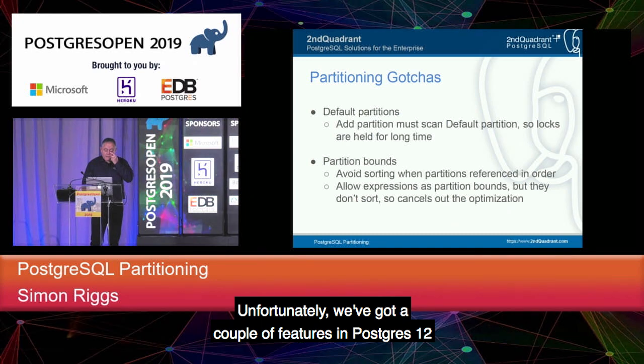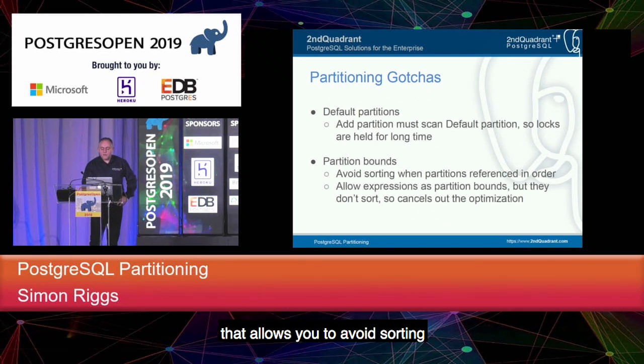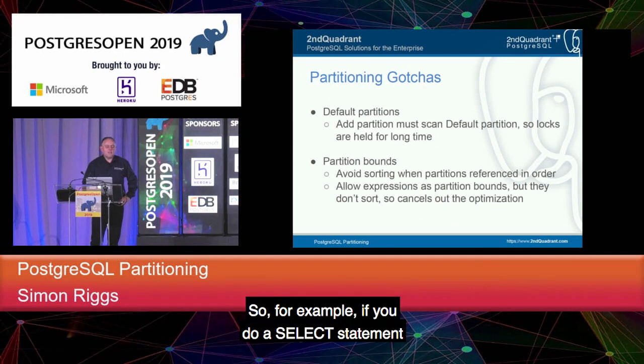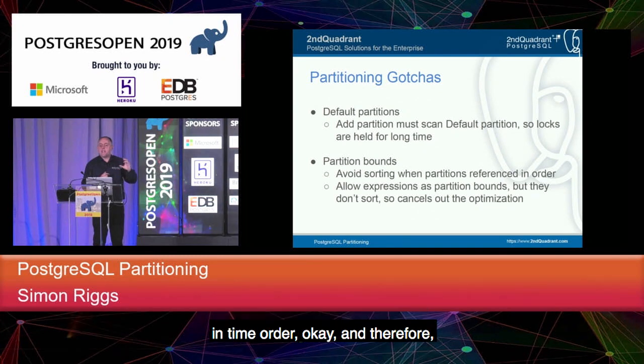Unfortunately, we've got a couple of features in Postgres 12 that interact badly. We've added some code that allows you to avoid sorting if the partitions are referenced in order. So for example, if you do a select statement order by timestamp, then it can scan the partitions in time order, okay? And therefore avoid certain aspects of data sorting.